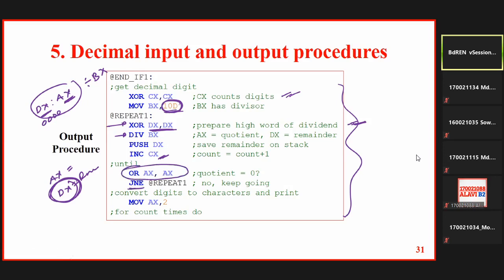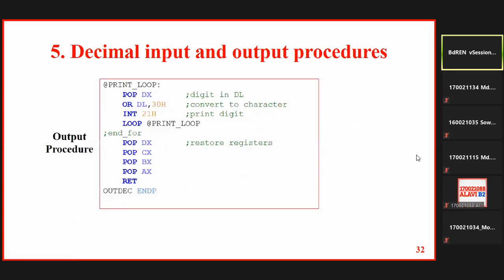If you can remember, this jne is a flag jump, and you can say this is equivalent to jump not 0. So these two are the same. If ax is not 0, then it will jump back again. Whenever it is 0, it will go for printing that particular value. So in that case again we'll have a loop here.